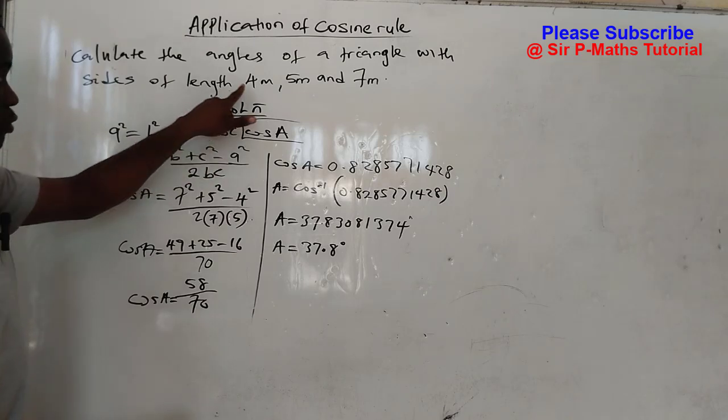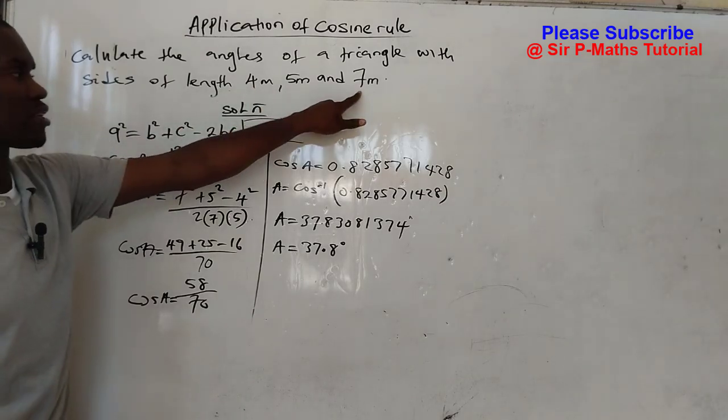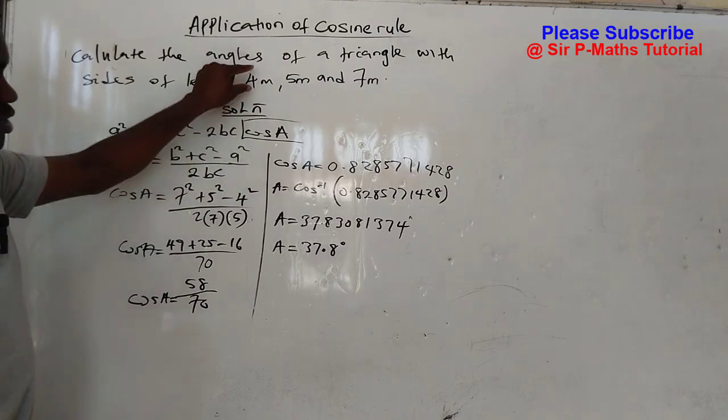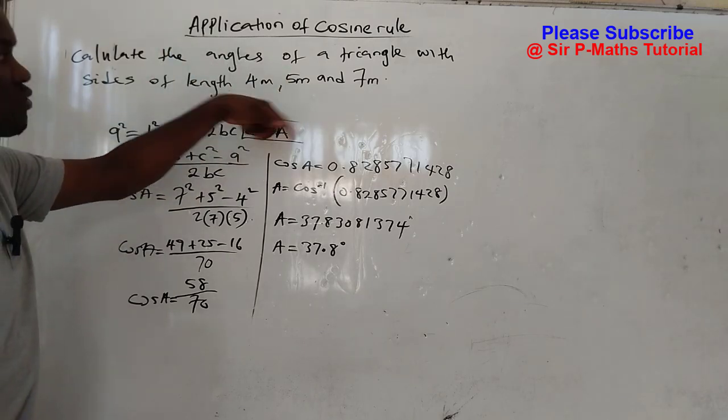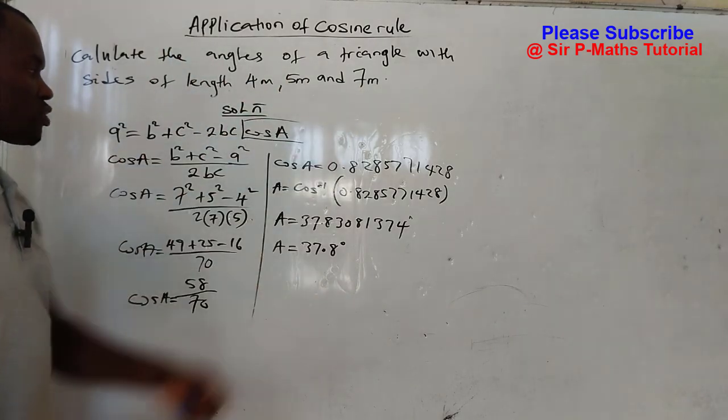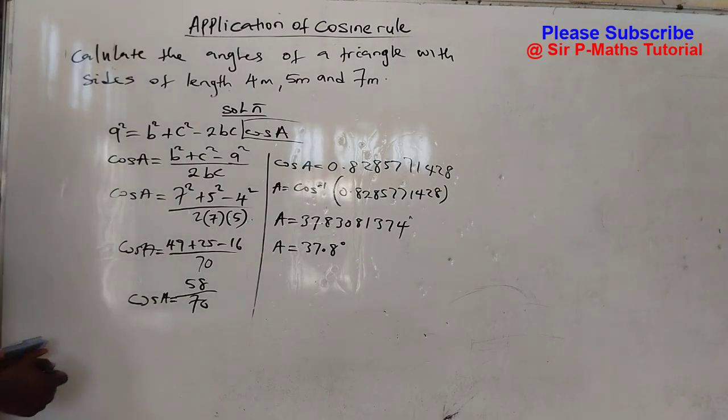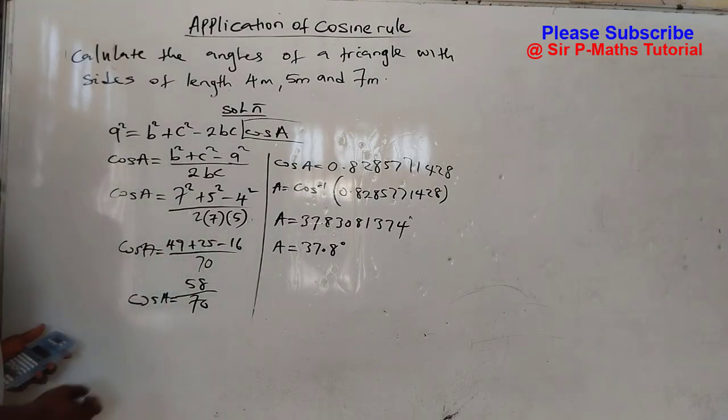Anytime you are given this kind of question, 4, 5, and 7, solve the first one, subtract this. Solve the second one, subtract this. Solve the third one, subtract this. You will get the angles. Okay, so let's solve the second one.